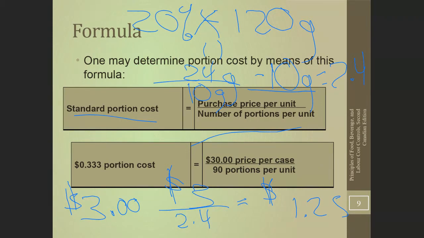So, yes, we can use this formula in calculating the portion cost. However, the number of portions that we're dividing by needs to take into consideration the yield, which is the example that we just went over. And we'll do another example if that was a little quick. Does anybody have any questions right now? Awesome.